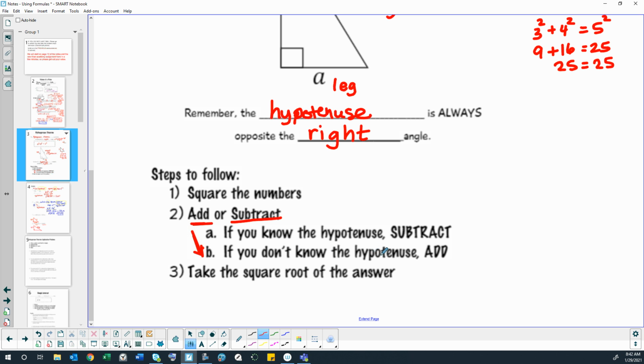So if you don't know the hypotenuse, then that means you have the two legs. So you're going to square them and add them together. But if you do know the hypotenuse, that means you have a hypotenuse and one leg, so you need to find the other leg. So you have to work backwards in this equation a little bit by subtracting the leg from the hypotenuse, before you do the last step, which is taking the square root of the answer. Because remember, everything in our formula is squared. So when we want to just get the length without it being squared, we have to square root it.